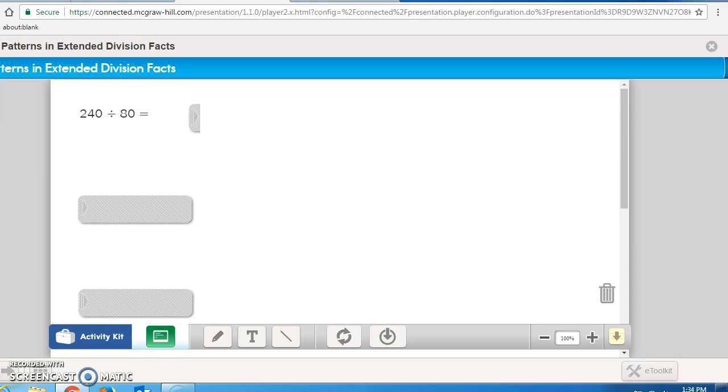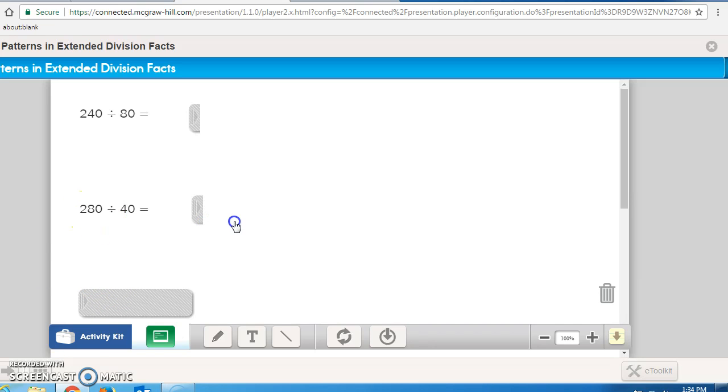So why is that? Well, you should notice that 80 is 10 times larger than 8, and that 3 is 10 times smaller than 30. Repeat this procedure with problems 2 and 3.